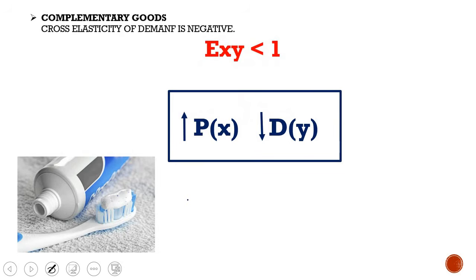Then you have complementary goods. Here cross elasticity of demand is negative, so E of xy is less than 1. If the price of one good increases, the demand for the other one will decrease. This is like toothpaste and toothbrushes, or even tennis rackets and tennis balls. You can't use one without the other. So if the price of one increases, fewer people are going to buy it, and therefore the demand for the other one is going to decrease.